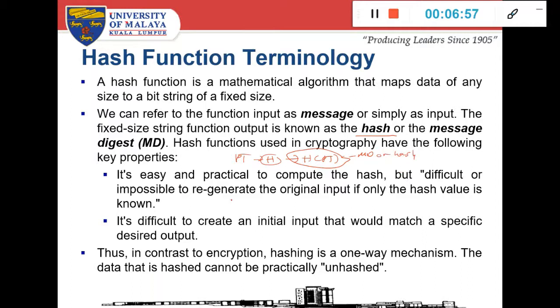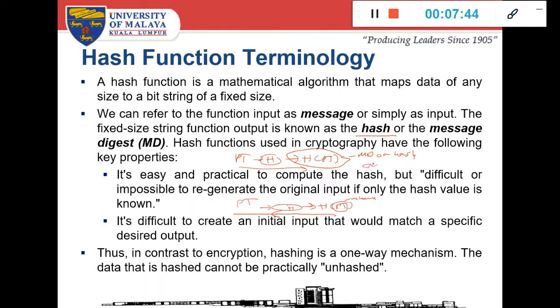But it is difficult or impossible to regenerate the original input if only the hash value is known. Let's say this is a hash function, and you have the output hash, but pt is unknown. It is easy to go this way from left to right: you have a plain text, you apply a hash function, and you get the message digest or hash. But in the reverse process, from right to left, if you only have the hash, it is very difficult or almost impossible to get the plain text.